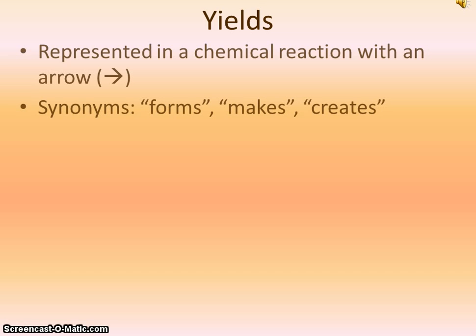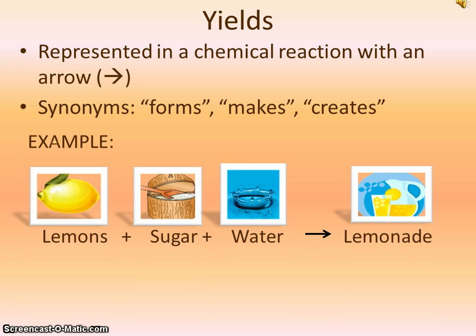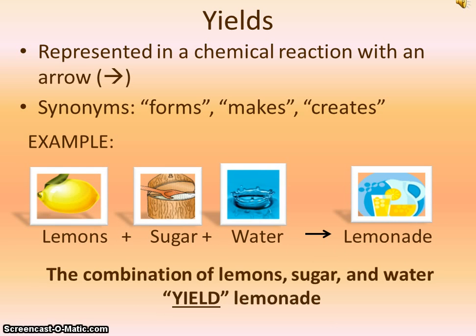Yields, represented in a chemical reaction with an arrow. Synonyms for it would be forms, makes, creates. For example, using the previous example where we made lemonade, now lemons plus sugar plus water yields lemonade. The pink box will now outline the yield symbol.